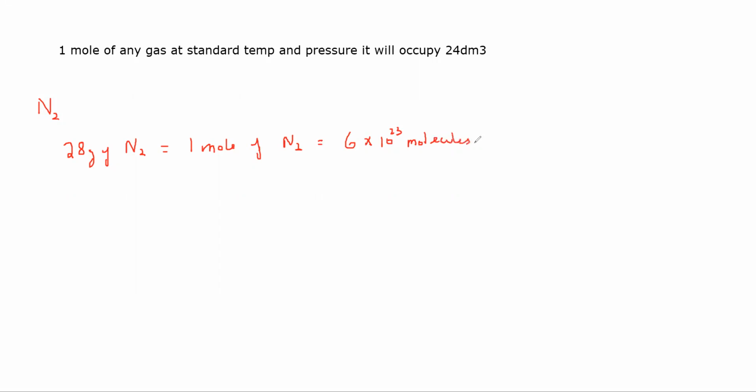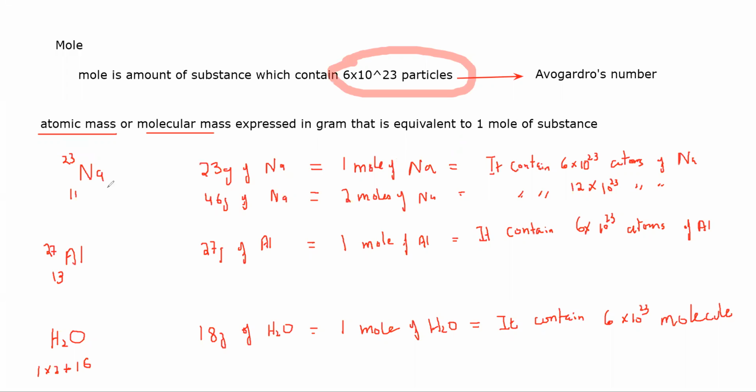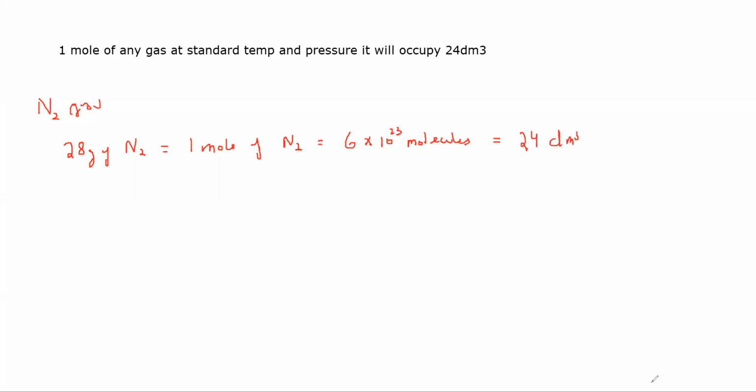And what is the space occupied? Because it is also a gas, for gases they occupy a space as well. So how much space will it occupy at standard condition? It will occupy 24 dm cube. But in the previous examples, I cannot write 24 dm cube because sodium is solid, aluminum is solid, water is liquid. This 24 dm cube is only valid for gases. Standard pressure is 1 atm and standard temperature is 298 Kelvin. 1 atm means 100,000 Pascal.